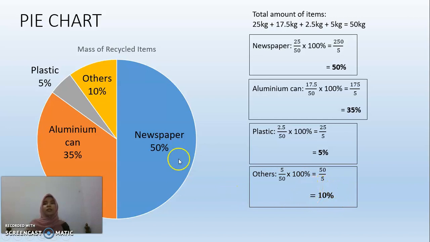So after we have gotten all the percentages for all the items, then we can put them into a pie chart. We can transfer the answers that we got just now into a pie chart. So newspaper takes half of the pie chart because the percentage is 50%. Aluminium can takes more than half, 35%. Others take a quarter, 10%. And the remaining percentage of the pie chart is for plastic, 5%.